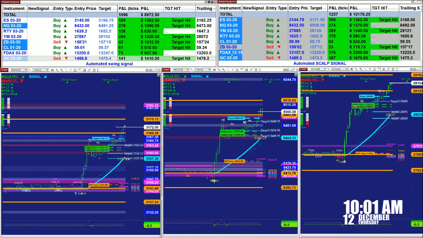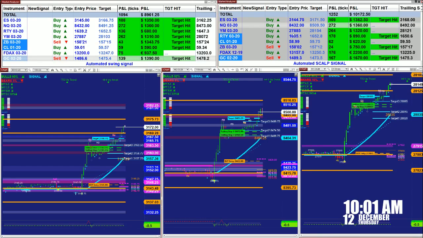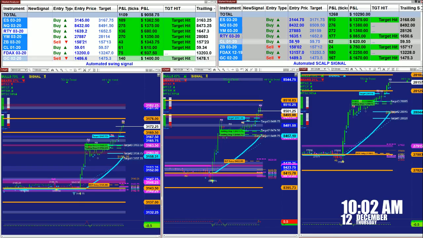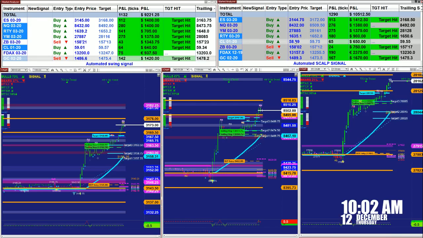On the scalper, I'm still using the current contract on the DAX and nailed 174 ticks. On the scalper, 100 ticks on ES, Nasdaq 272 ticks, YM 268, and Russell is 177, and CL it is 58.99. So this is a really very good start today.